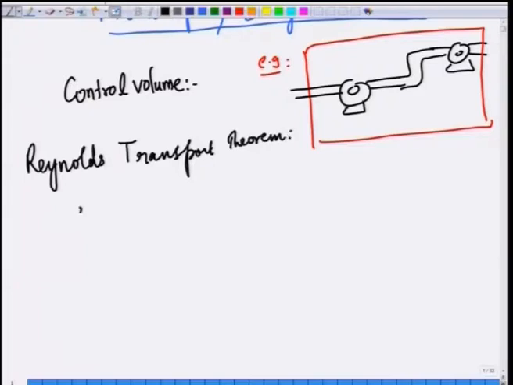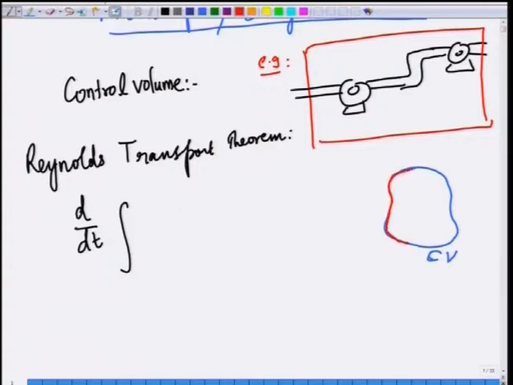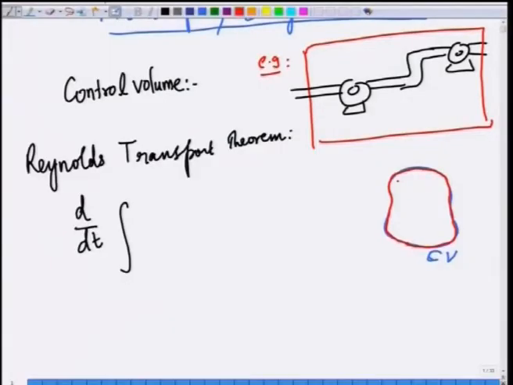Which relates the rate of change of a quantity in a system. So, just to remind you, a control volume is a fixed region in space. Here I am denoting the control volume by the blue line. A system is that fluid that occupies the CV at a given time t, but at a time immediately later, t plus delta t, the system has moved slightly away from the CV. A system or a material volume contains the same set of material points, the same set of fluid particles. So, you are following the same set of fluid particles, while a CV is a fixed region in space.